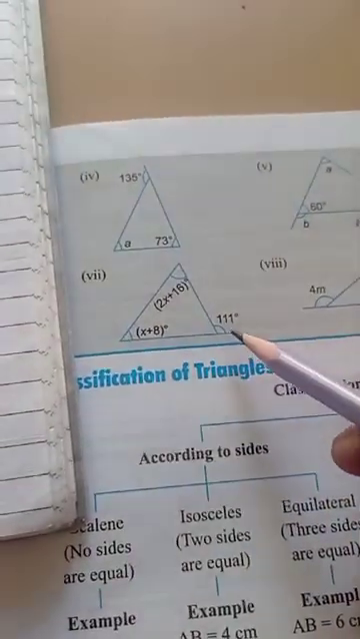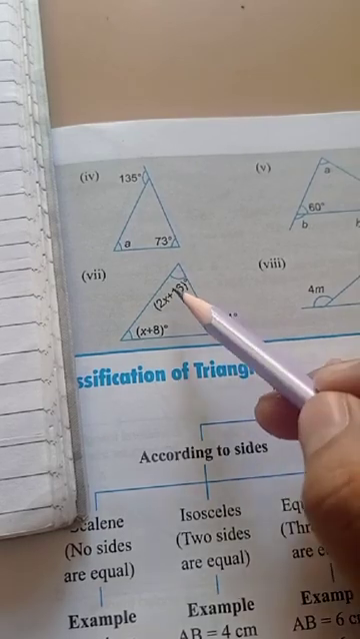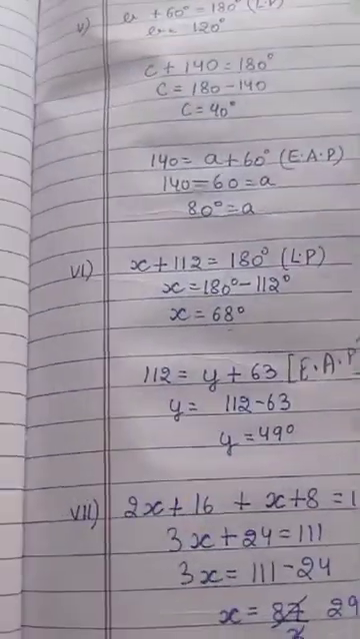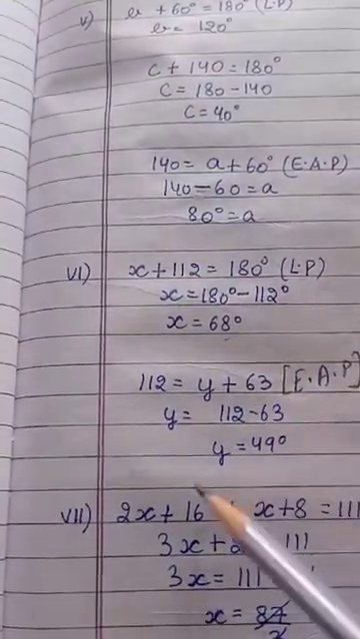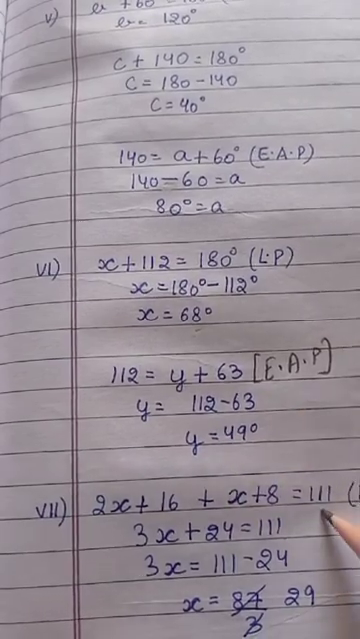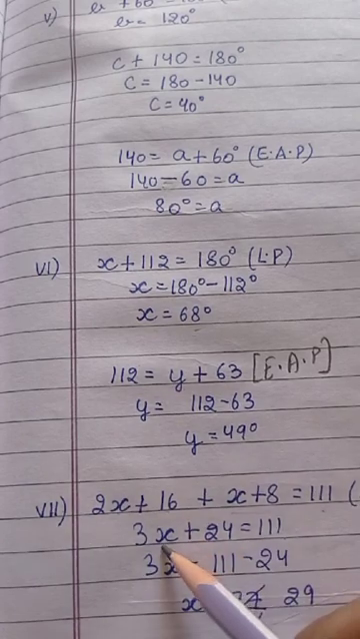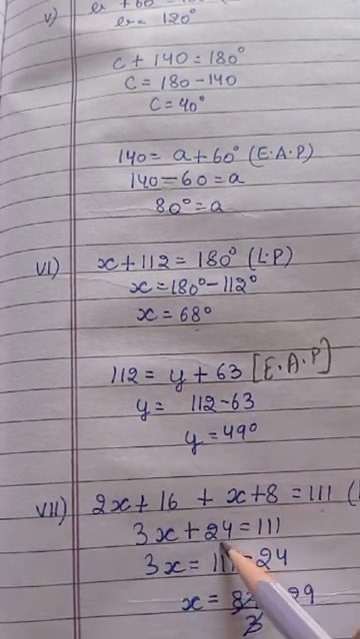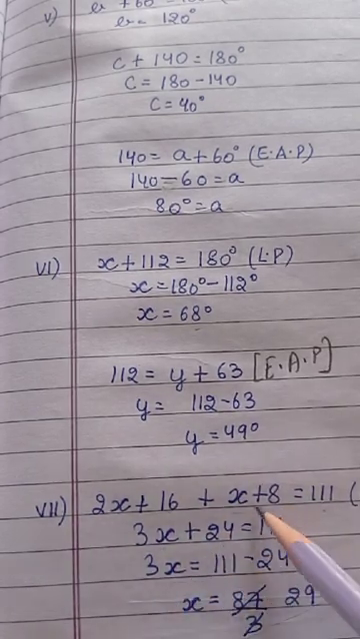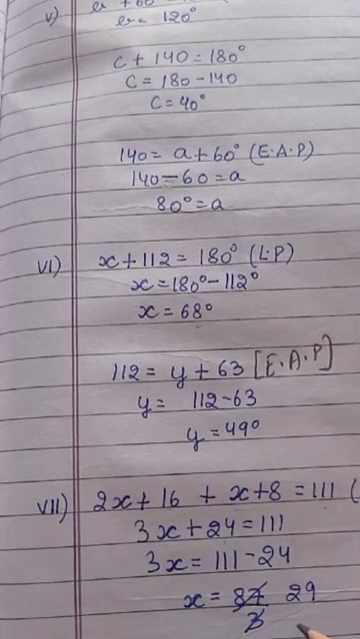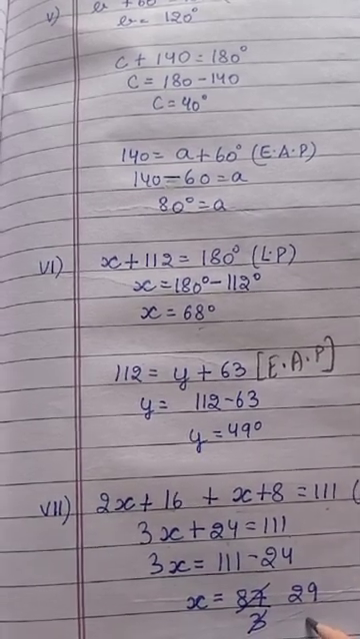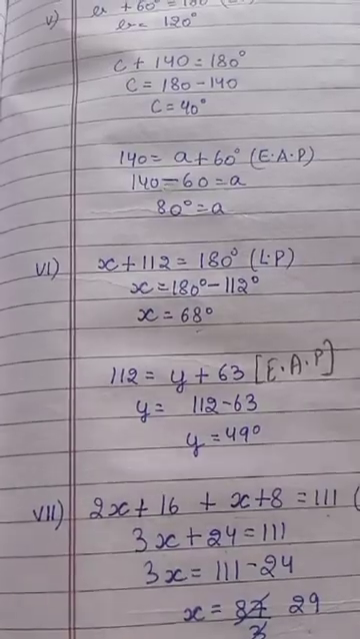Now in the seventh part this is exterior angle. This is equal to sum of these two. Clear? So this is the exterior angle. In the seventh part 111 exterior angle. One angle is this and one is this. 2x plus x will make 3x. 16 plus 8 is 24. So from here 3x is equal to, transpose 24 this side, x is equal to 29. Clear? X is equal to 29 degree.